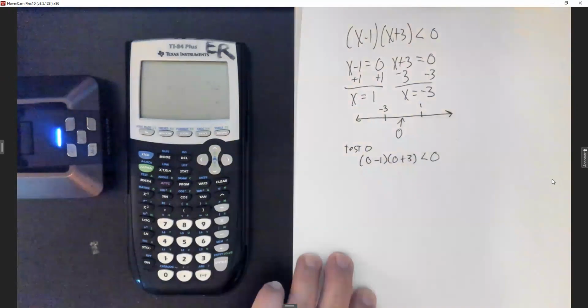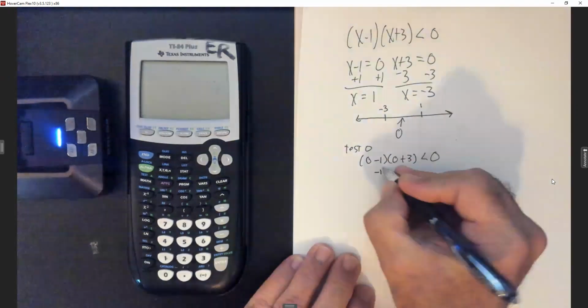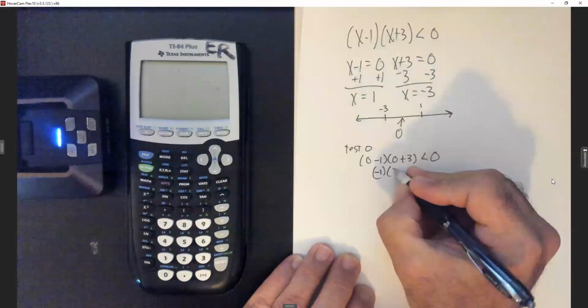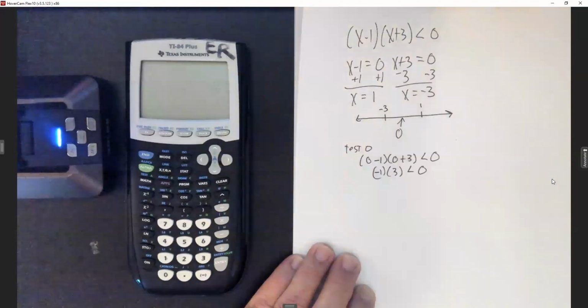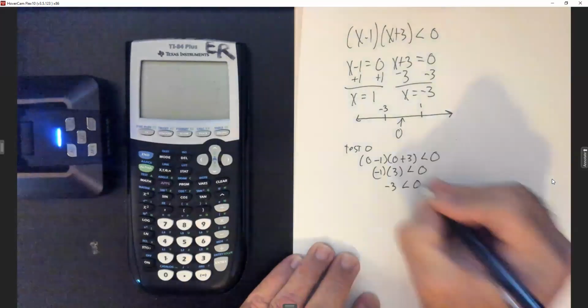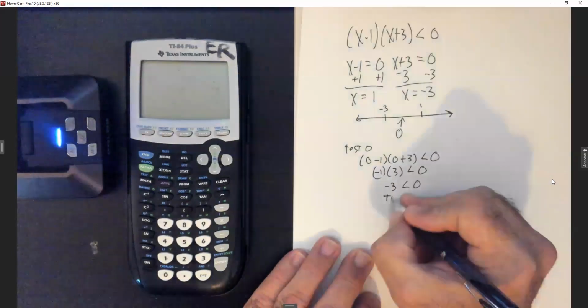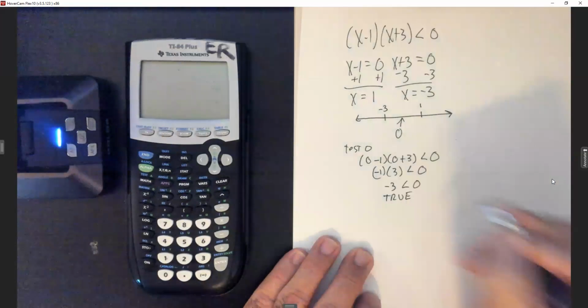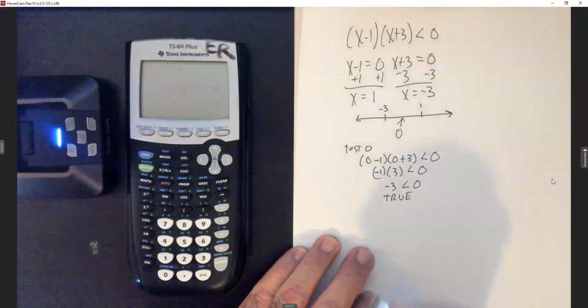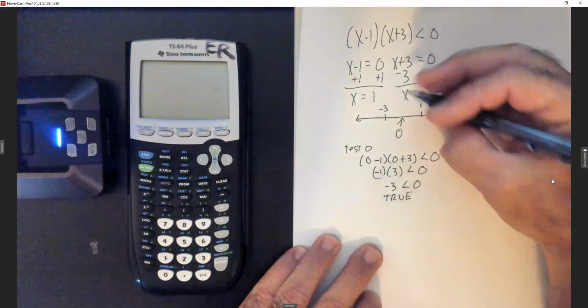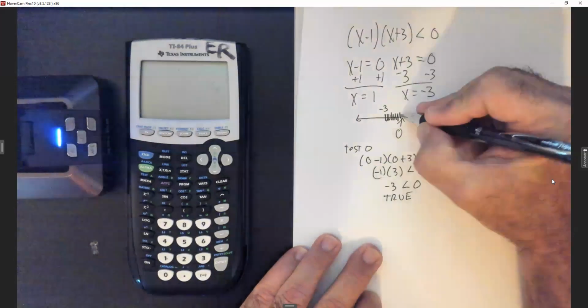So let's see what that gives me. Negative 1 times 3 is less than 0. Negative 3 less than 0. True or false? That is definitely true. So remember, since that was true, I would shade this section where my 0 was located at.